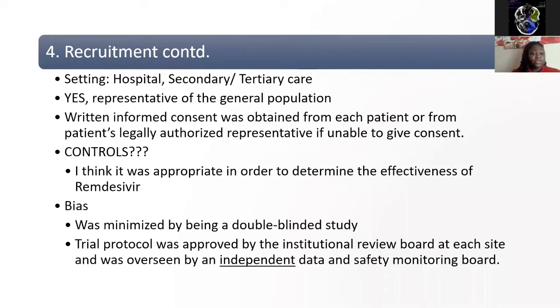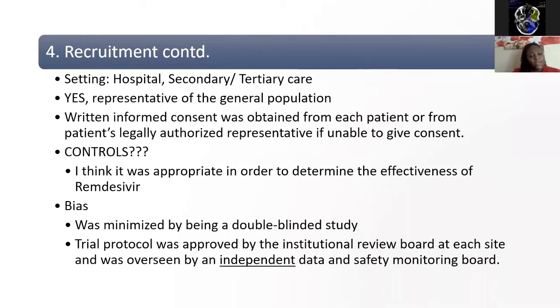Another thing is that written informed consent was obtained from each patient, or from the patient's legally authorized representative if unable to give consent. This is very important in research, especially given the time they did the study, when Remdesivir was a very new drug. They had not used it with COVID-19, and of course there are so many things that can happen. So they got written informed consent. It is very important to let the patient know we are doing this trial, you're going to be randomized either to placebo or to the drug, we don't know which one you're going to have, but you have to explain the possible side effects and what might happen. They have to know, be ready, and say whether they agree to take part or not.